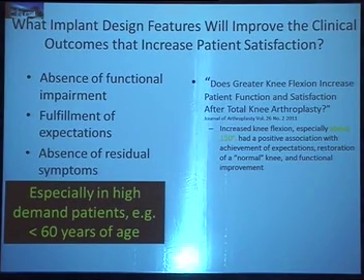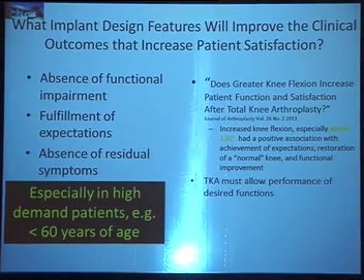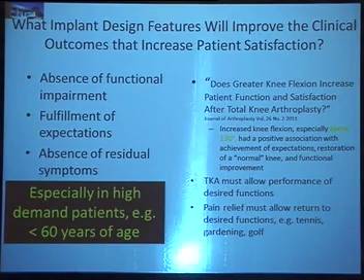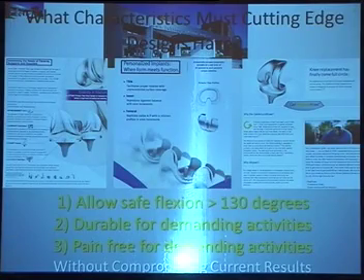So does greater knee flexion increase the patient function? Yes, it does, but look at how much. Flexion above 130 degrees will increase their satisfaction, not before that. And no implant design can achieve just by itself producing 130 degrees of flexion. The TKA must allow performance of the desired function for the patient to be satisfied, and pain relief is one of the very desirable things in that.